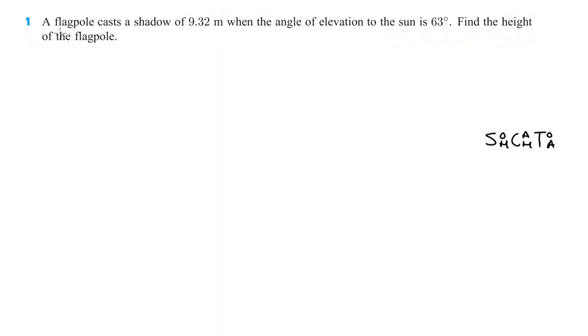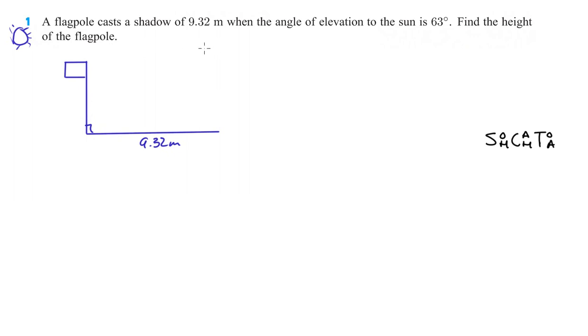First one we're going to take a look at is number 1 here. A flagpole casts a shadow of 9.32 meters. So let's just draw that. So here's our flag. And then let's say the sun is up here. And it's casting a shadow of 9.32 meters. So we'll say that this is 9.32 meters. Hopefully the flagpole is perfectly straight up and down.